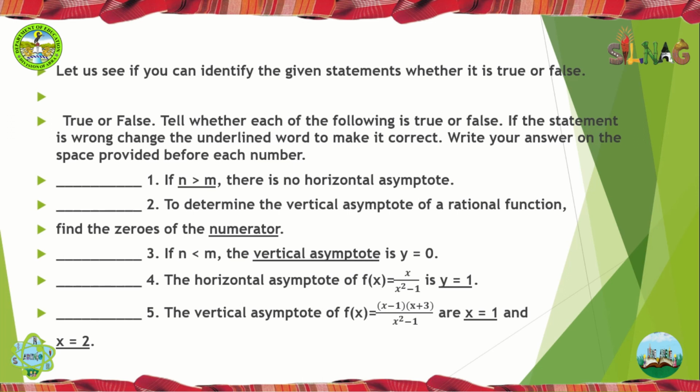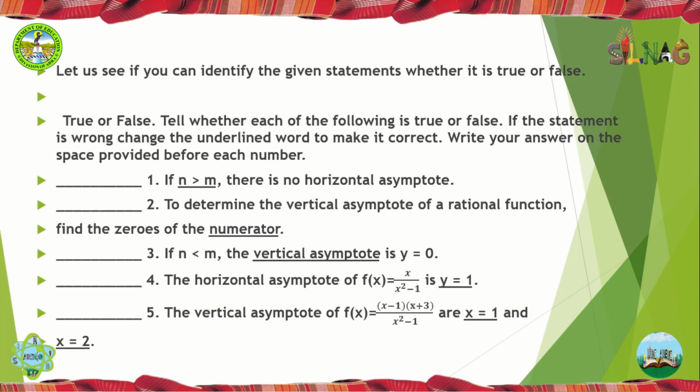Number 2. To determine the vertical asymptote of a rational function, find the zeros of the numerator. The underlined word is numerator. Number 3. If n is less than m, the vertical asymptote is y is equal to 0. The underlined words are vertical asymptote. Number 4. The horizontal asymptote of f of x is equal to x over x squared minus 1 is y is equal to 1. The underlined words are y is equal to 1.